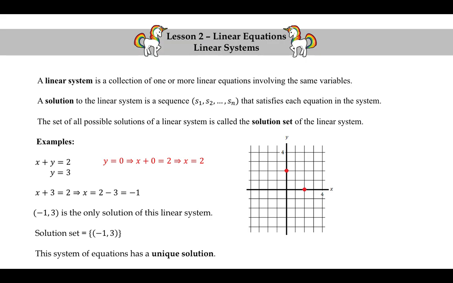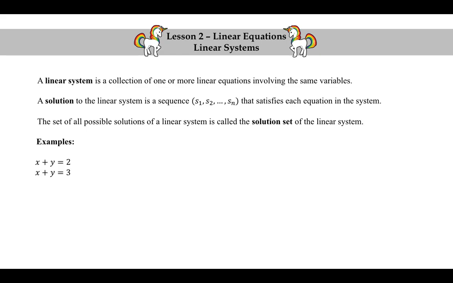Once we have 2 points on a line, that determines the line, and we can draw it. So we have a graph of the equation x plus y equals 2. The second equation, y equals 3, has a graph that is a horizontal line where the y-coordinate is always equal to 3. We see that these two lines intersect at the point (-1, 3). And as you can see graphically, we also have that (-1, 3) is the only solution to the linear system.